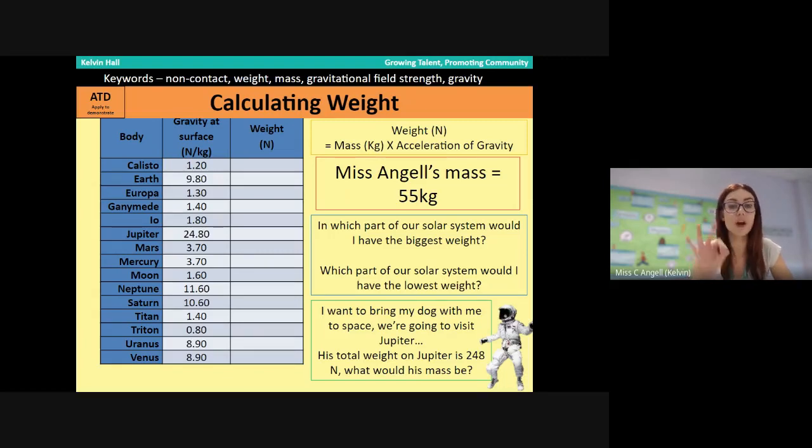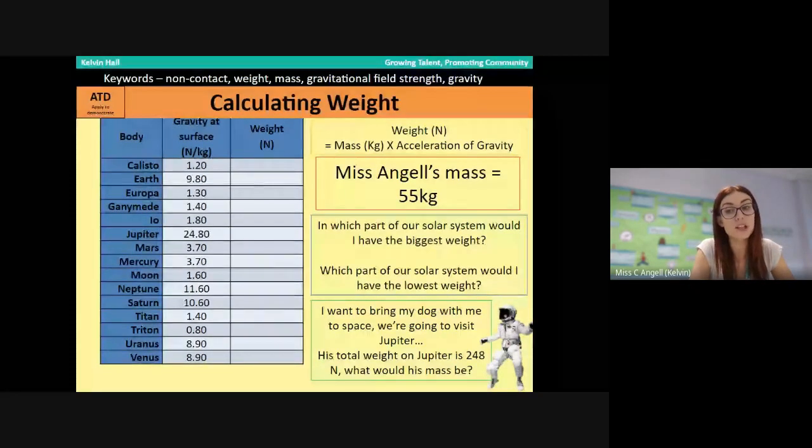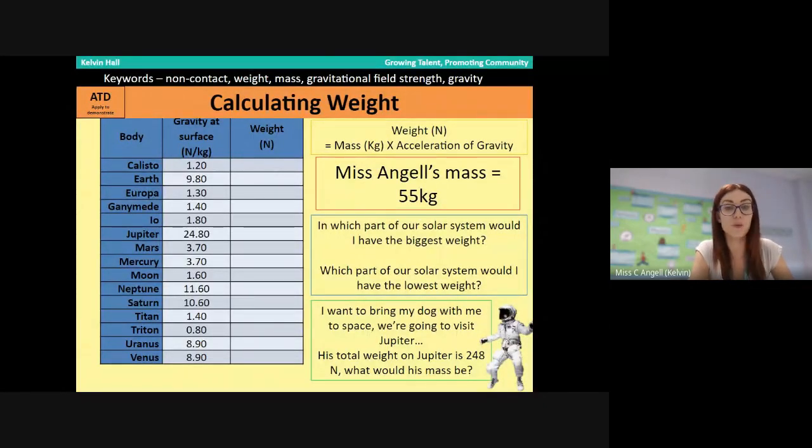But I've also given you 3 challenge questions. Can you find out which part of our solar system I would have the biggest weight and the lowest weight? And I also have a Brucey bonus challenge here. I want to bring my dog, Harvey, with me to space, and we are going to go to Jupiter. I know his weight on Jupiter is 240 newtons, and I want you to try and work out what his mass would be. So pause the video now and try and attempt this challenge.